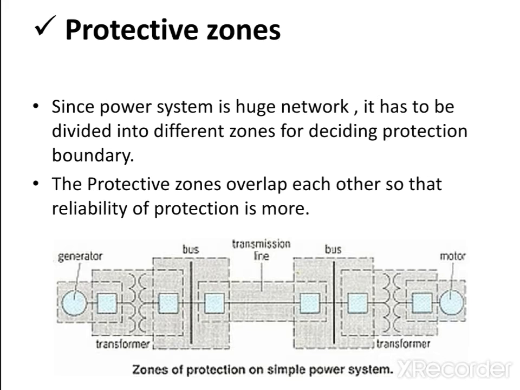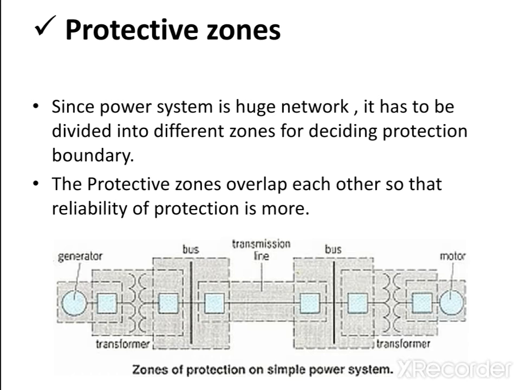We know that the power system is a huge network. A number of elements are connected from the point of generation to the distribution. Each element in this network requires separate protective zones. For example, generator, transformer, bus bar, transmission line, load. Each element requires separate protective zones.